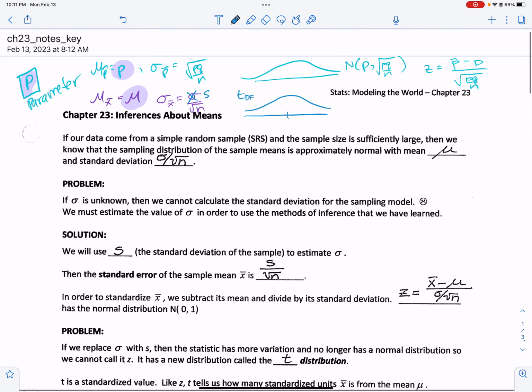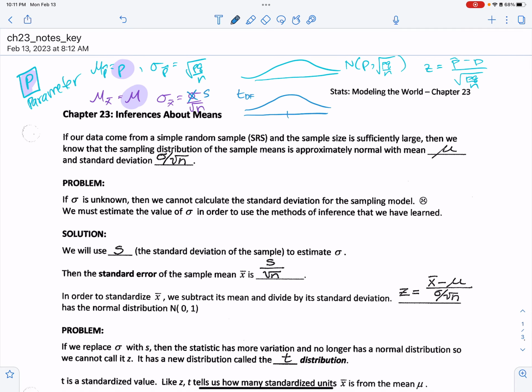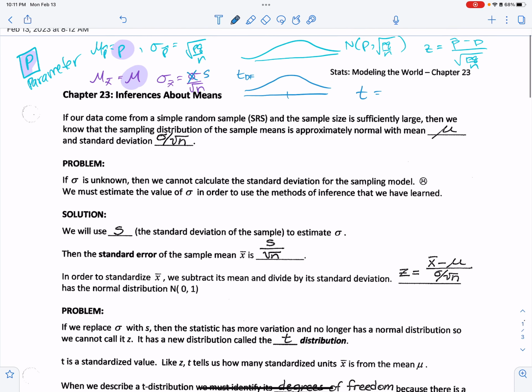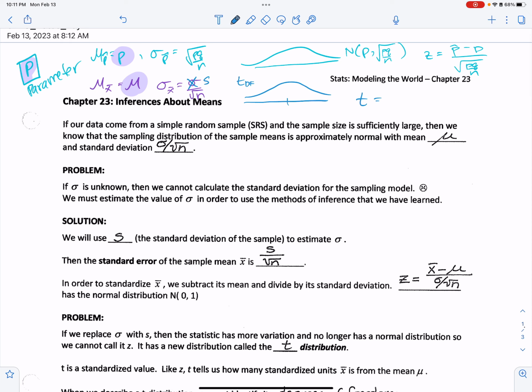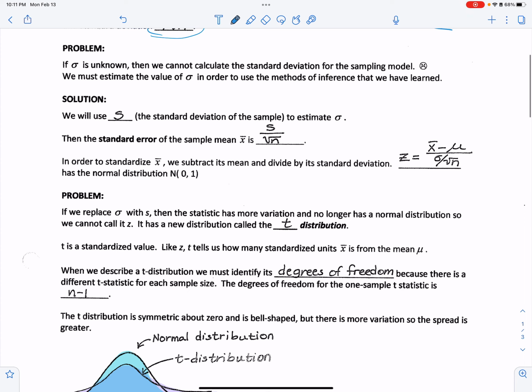All right, so because I can't use the normal model, remember the normal model found my z-score, I'm going to do something called my t-score. And my t model is going to replace my z. So if you read through the notes, that's exactly what this says, exactly what I just told you, that the approximate normal with mu and the standard deviation of sigma over square root of n. But it's unknown, this is the problem, and so we can't calculate the standard deviation model. And so that tells you we're going to use S instead of sigma. And so my standard error is S over square root of n.